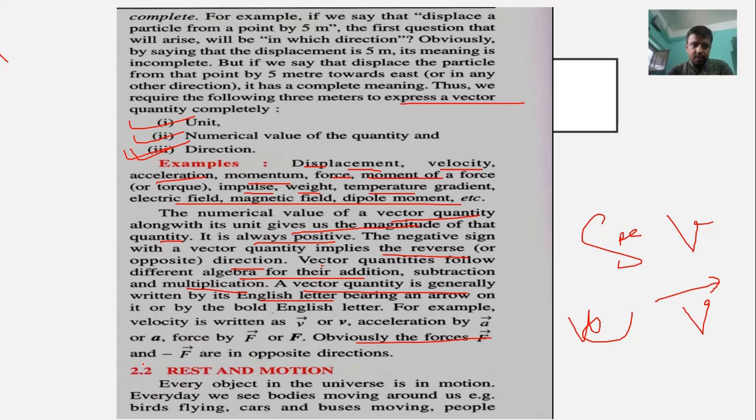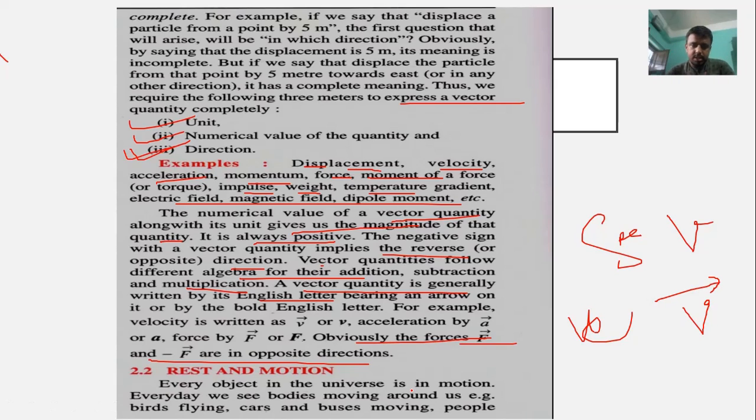Obviously, the forces F and minus F are in opposite directions. If F is acting along east, minus F will be acting along the direction west. Thus the opposite sign is used. Got the idea of scalar and vector quantities? Are you sure? Okay. Next topic would be rest and motion.